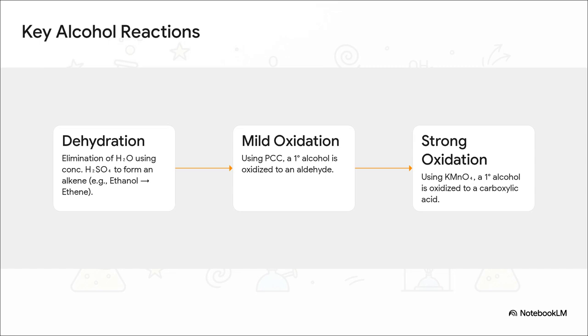Okay, let's talk key reactions. Now, for oxidation, you have to remember this critical difference. It's all about control. If you want to take a primary alcohol and stop at the aldehyde, you need a gentle, mild oxidizing agent like PCC. If you use the strong stuff, like potassium permanganate, it's going to blow right past the aldehyde and go all the way to a carboxylic acid.